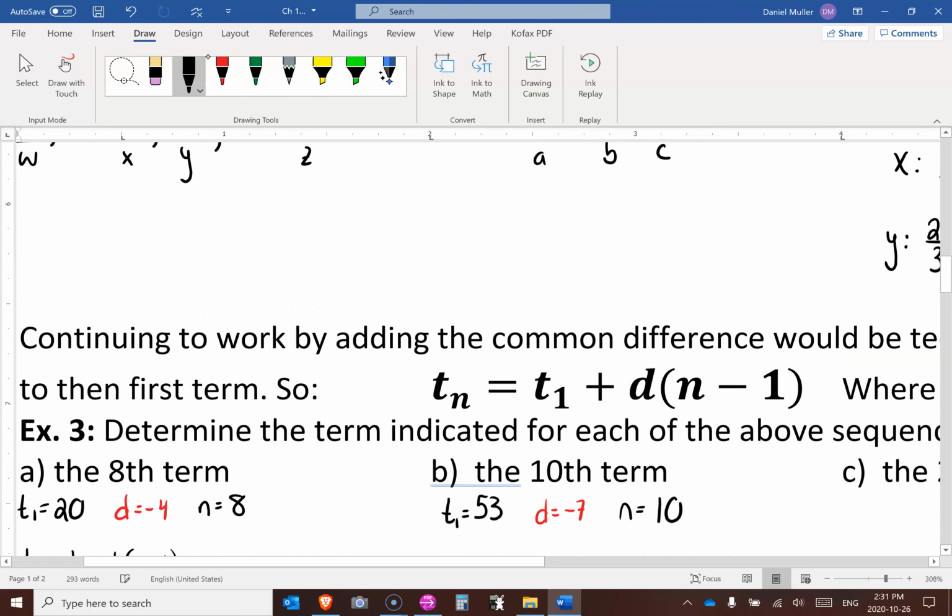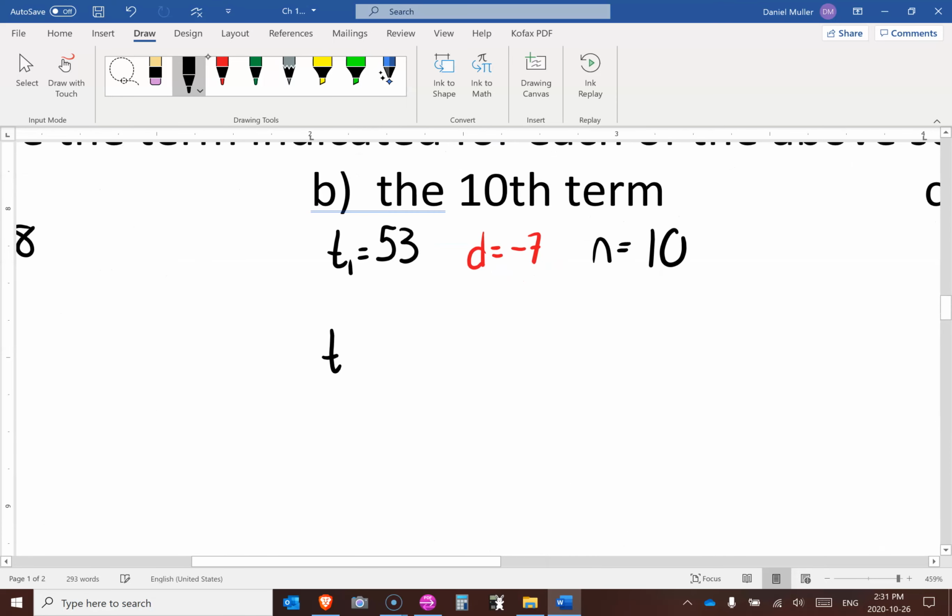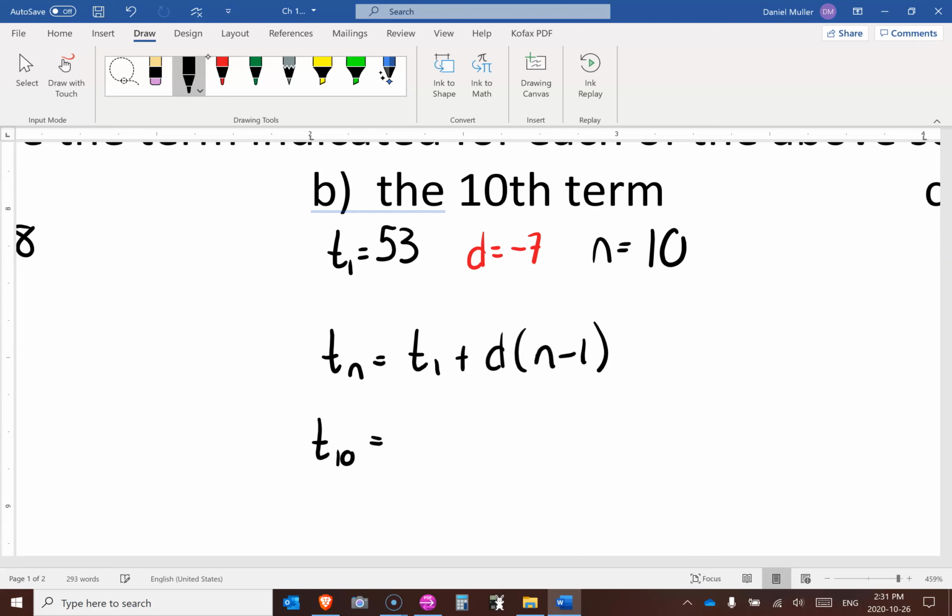Okay, so let's actually do this. Tn equals T1 plus d bracket n minus 1. So I am now finding T10, so I put in the 10 for n. T1 is 53 plus, but it's not a plus. It's actually going to be a -7 because d is -7. And then 10 minus 1.